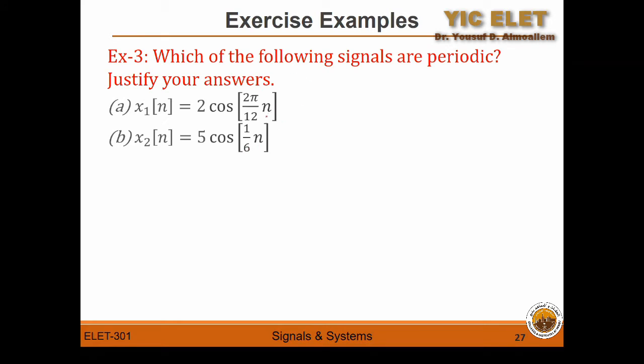If we move to the discrete signals, you have to go with those conditions and try to find if n naught as an integer exists or not. Does n naught exist or not?